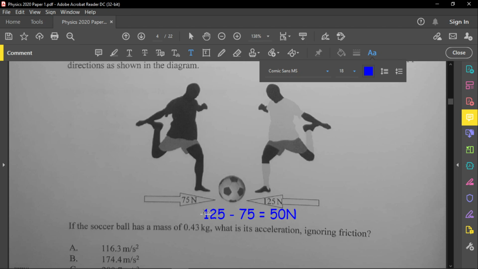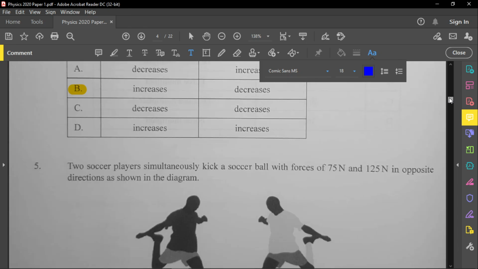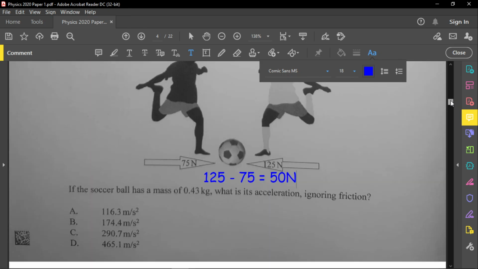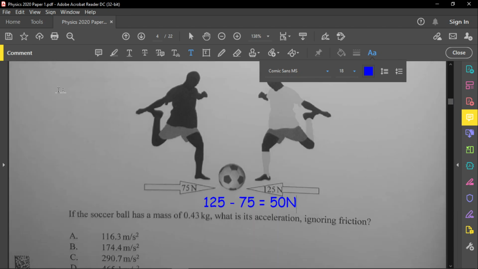So that is the resultant force acting on the ball. Now they asked us to find the acceleration. Let me give you a quick formula to find the acceleration here. So what is the acceleration here? All right, let's give a formula to calculate this. First and foremost, force is equal to mass times acceleration, right? And so therefore acceleration must be force over mass, okay? Force divided by mass.